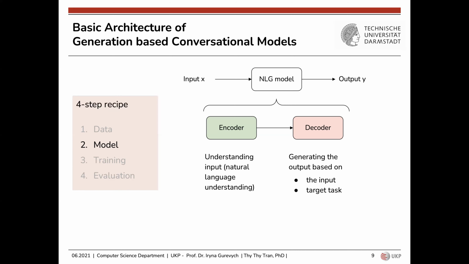The job of the encoder is to take the input and convert that into a dense vector. And the decoder takes the vector to generate a response, which is a sequence of text.